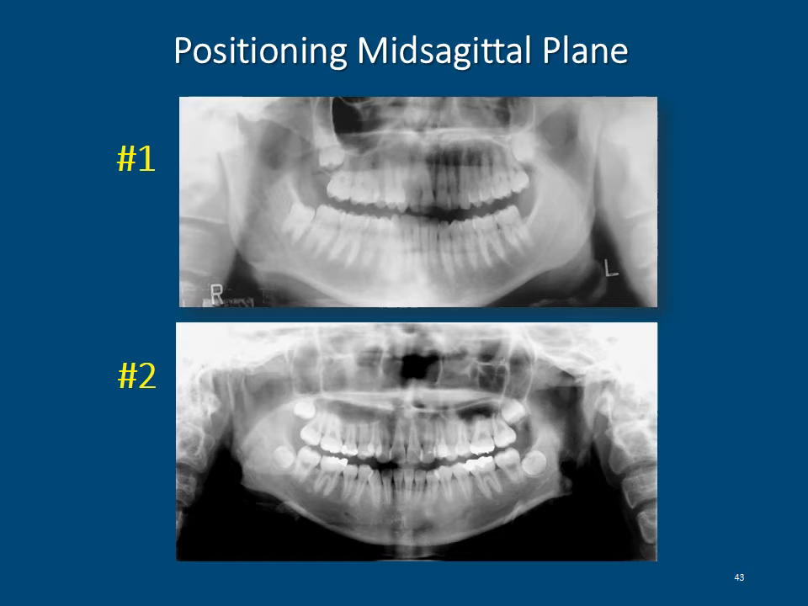When the panoramic machine is closest to one side, the teeth will appear very large. When the head is tilted where that part of the jaw is furthest away from the panoramic machine as it rotates around the face, those teeth will become much smaller.